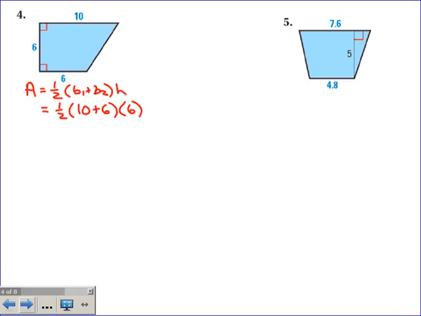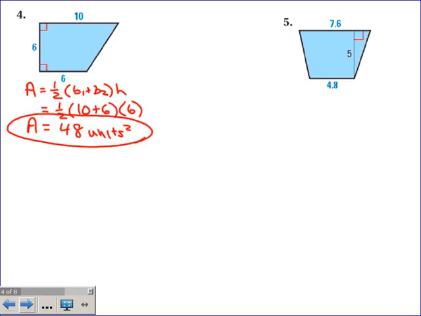What's 10 plus 6? 16. What's half of 16? 8. What's 8 times 6? 48. Did you need a calculator for that? No, you didn't. What would we write for the units? Square units. Nice work.